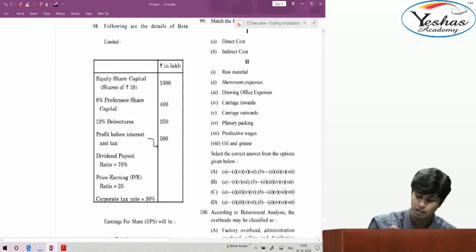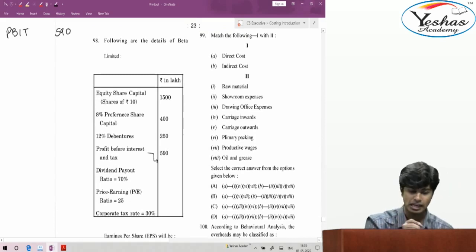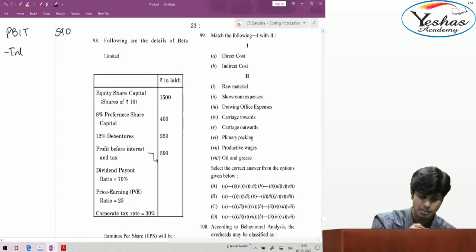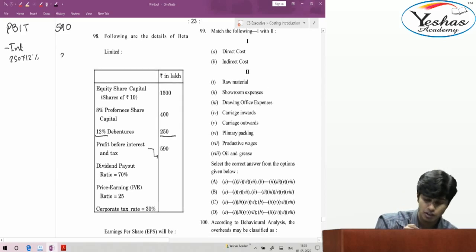They've given profit before interest and tax, which is our starting point. So I'll write PBIT, that is 590. I'll write everything in lakhs. Less interest. So what is the interest here? 12% of 250. 250 into 12% will give me 30. If I deduct 30 towards interest, I'll get profit before tax of 560.